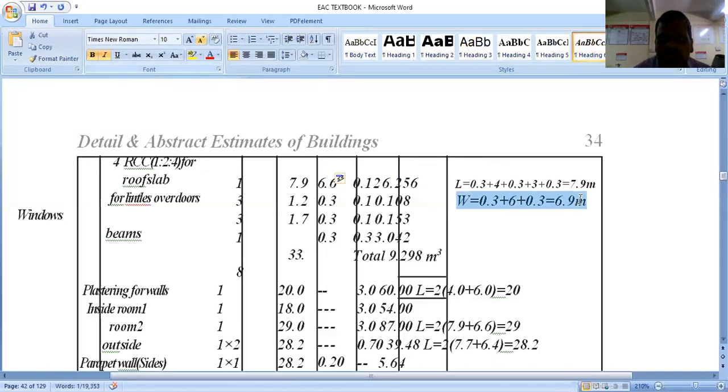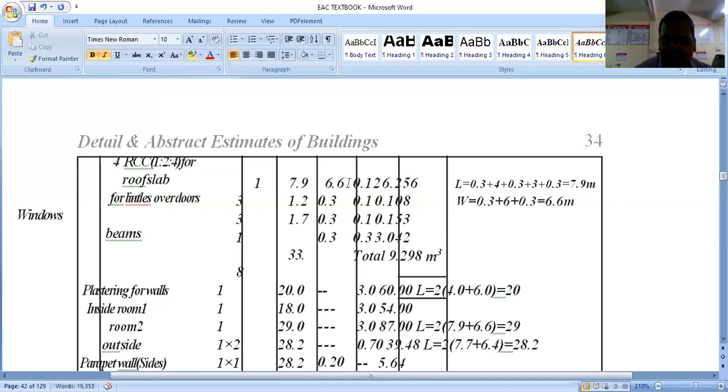Now again, I will make the necessary modifications here so that you can easily understand all these things. First of all, we have calculated for the total, so we will consider 1 as a number. Secondly, we have calculated the length, which is 7.9 meter. Here, this is the calculation of the length of the slab. After that, we calculated the width, that is 6.6 meter. So the width will be 6.6 meter, which I have already written here.